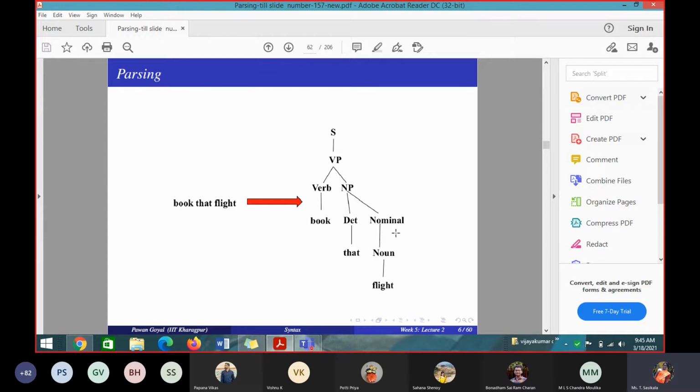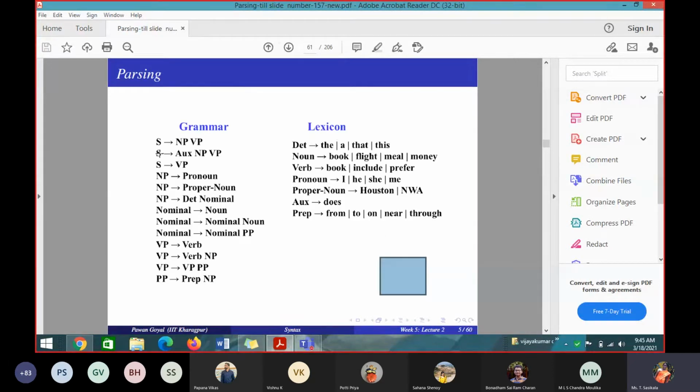So you have to use trial and error. Every time you try different combinations until you reach the final leaf nodes, which give the entire sentence. So you have to try all combinations. S gives VP is not deriving "book that flight". Then S gives some other production rules. How many starting rules do we have? Three. You cannot directly start with S gives VP. First you have to start with S gives NP VP.